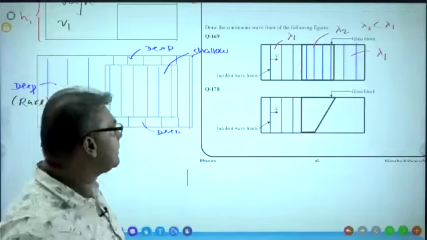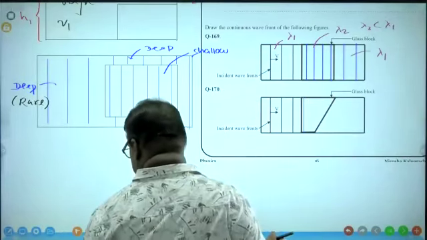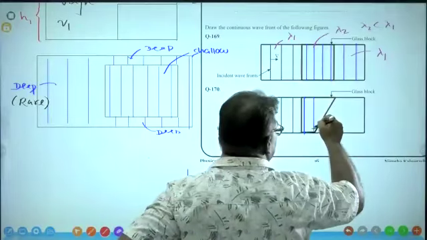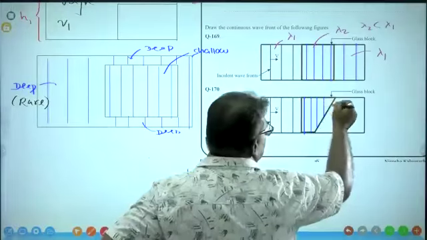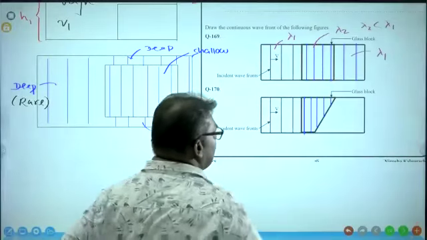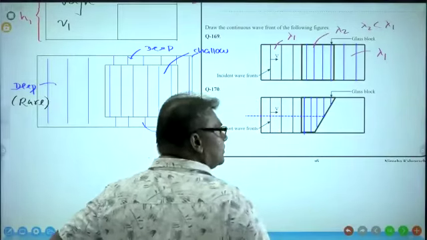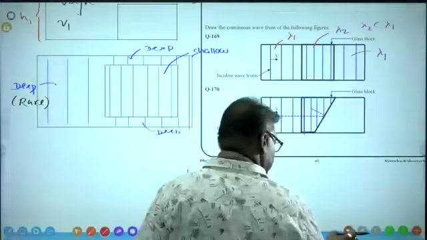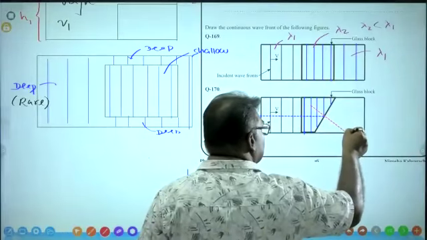Wavefronts. Here, closing, no? They are closing right here. And wavefronts are coming like this now. This is the path of incidence of the wavefronts. And then here we have the normal. Put the normal. This is the normal.